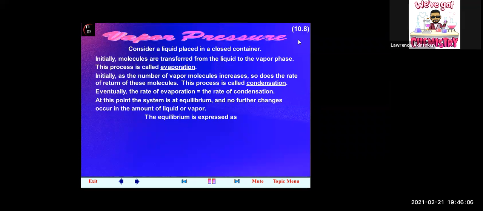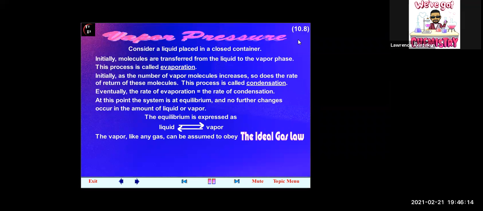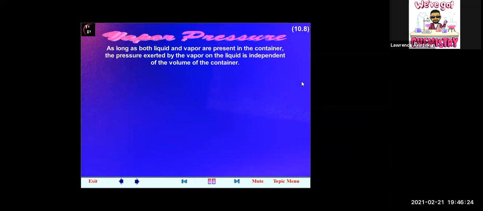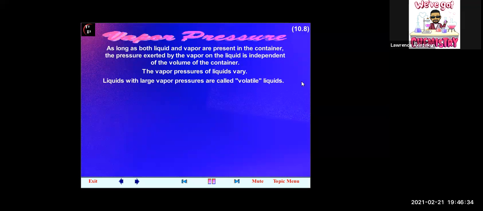The vapor, like any gas, can be assumed to obey the ideal gas law. Once the system reaches equilibrium, the pressure exerted by the vapor is called the vapor pressure. As long as both liquid and vapor are present in the container, the pressure exerted by the vapor on the liquid is independent of the volume of the container. The vapor pressures of liquids vary. Liquids with large vapor pressures are called volatile liquids. Volatile liquids evaporate rapidly from an open container.